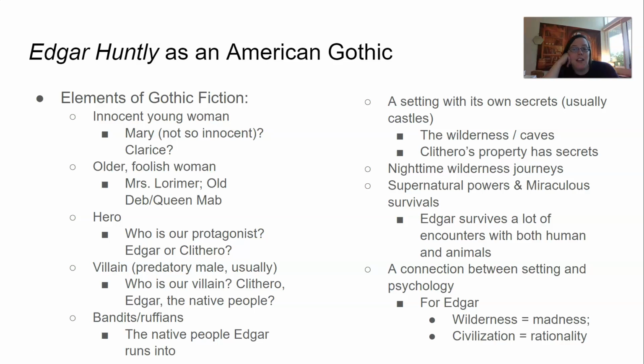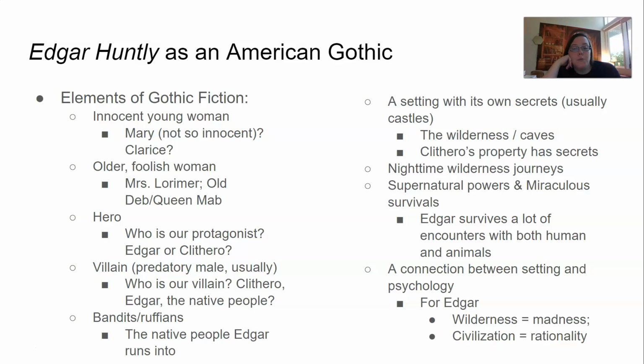And then there's definitely a connection between setting and psychology here in Edgar Huntley, because what you will notice, you maybe have already noticed this as you're reading, is that there is more confusion, more uncertainty, and more psychological disruption in the wilderness. And what I mean is, not only is it almost difficult to understand what's going on when Edgar is in the wilderness, his mindset is not fully rational when he's in the wilderness. So there's this connection between setting and psychology, and I mean the psychology of our character.